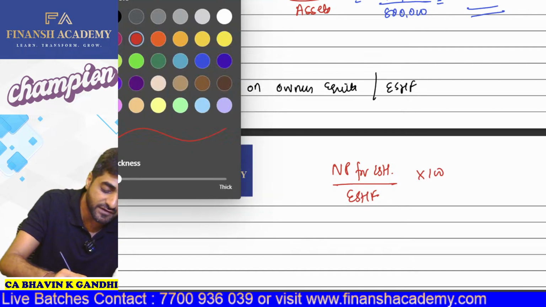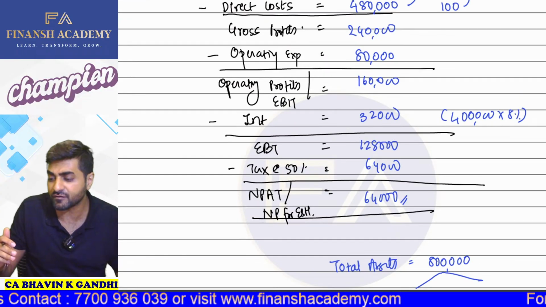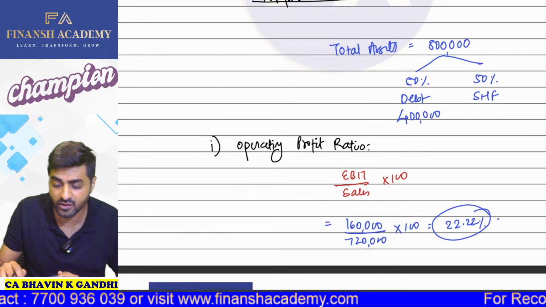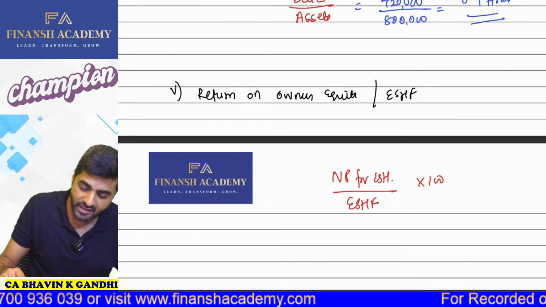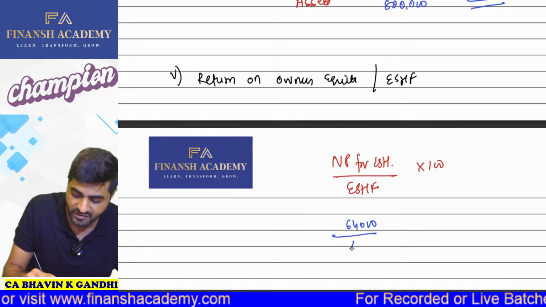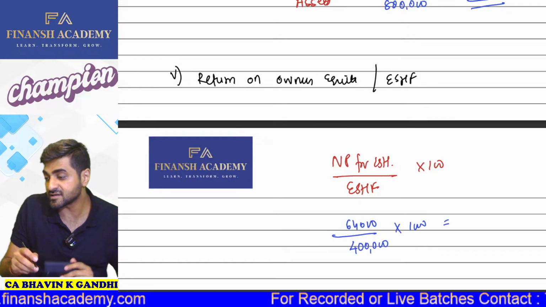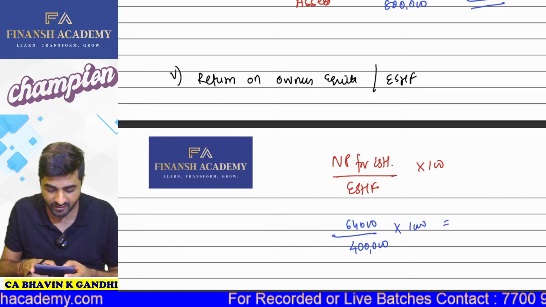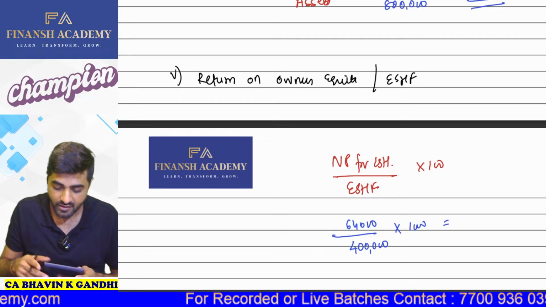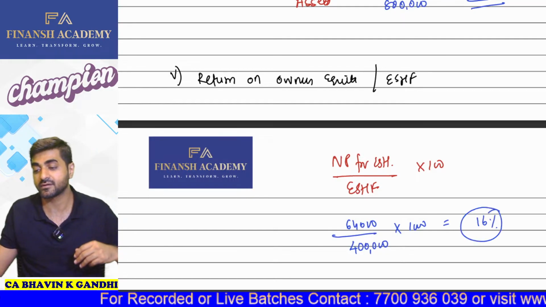So what is your net profits for equity shareholders? Because there is no preference shares, can I say all the profits belong to equity shareholders? That's 64,000. So we will take 64,000 and divide that by equity shareholders funds, which is 4 lakhs. So how much is this going to be? 64,000 divided by 4 lakhs into 100. So that's 16% for you. So this is your return on owner's equity.